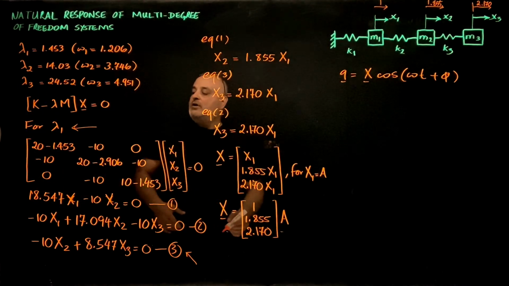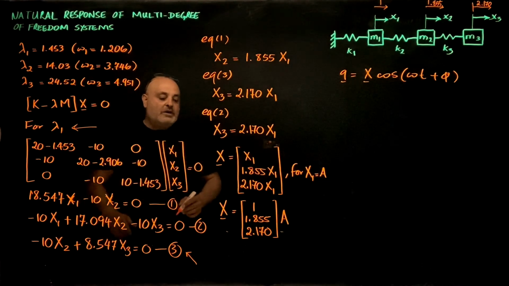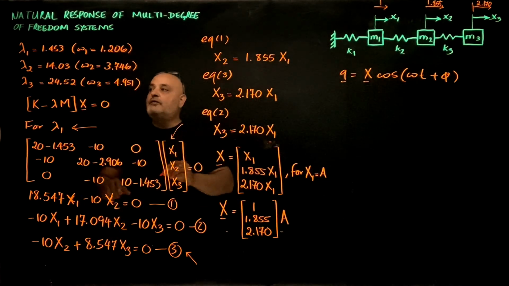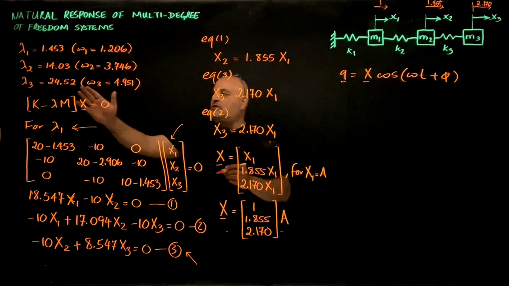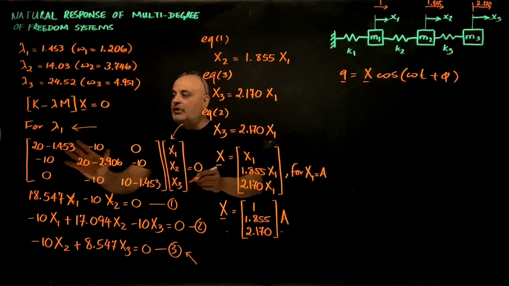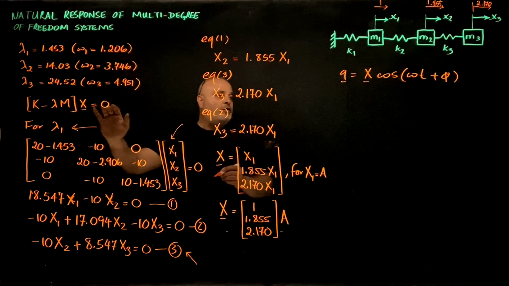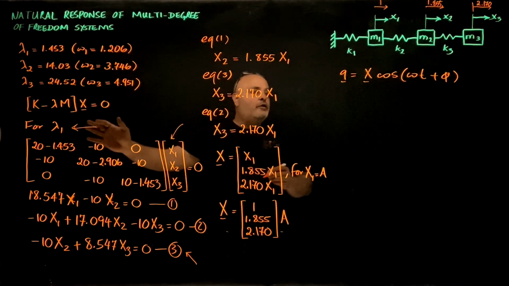Now, I will repeat this process for each value of lambda and find the mode shape or the solution for the vector of amplitudes for each value of omega. So for lambda 2, I'll substitute lambda 2 into this matrix and solve for x, and lambda 3 and solve for x.